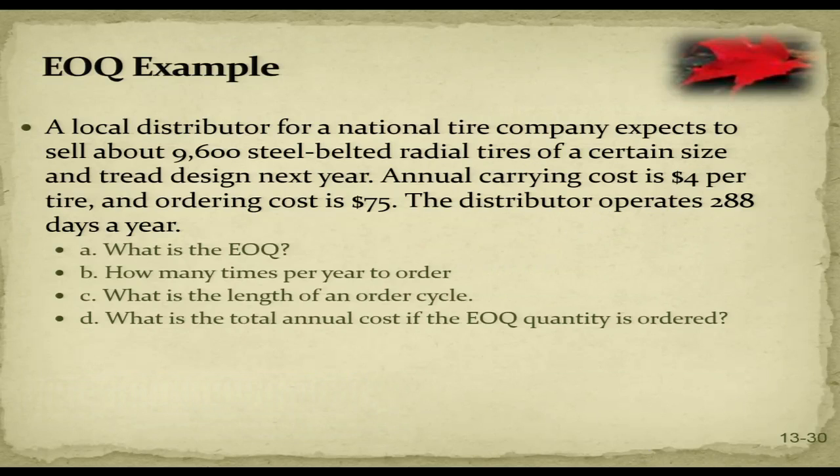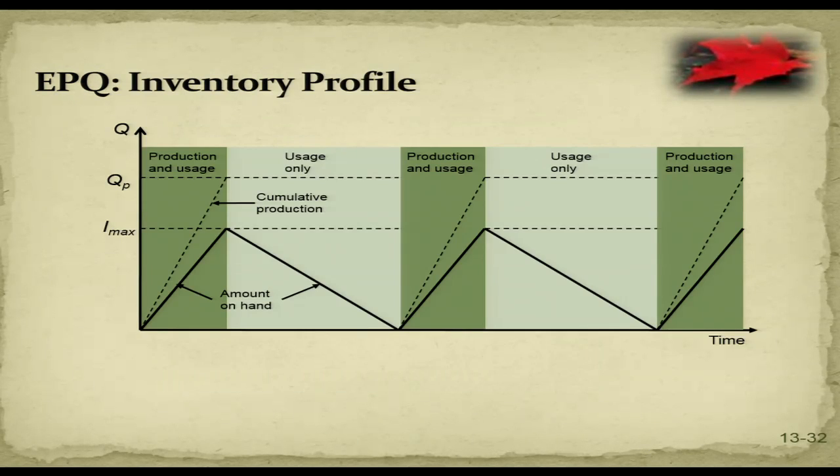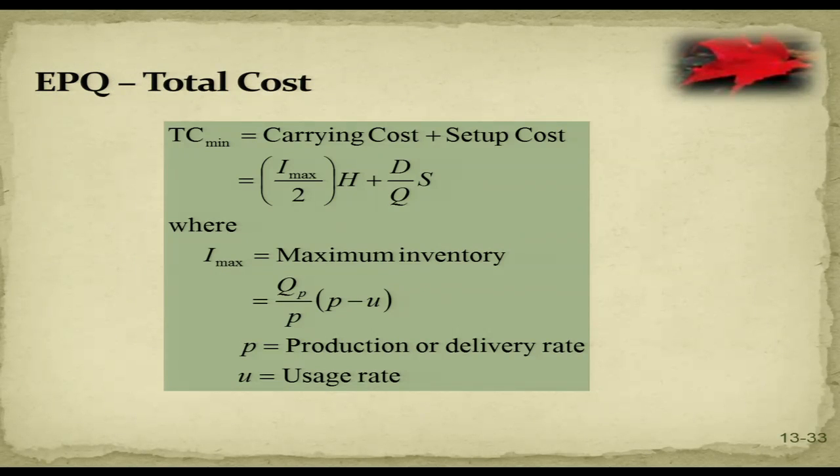But EPQ is different. We have to calculate maximum inventory level because now we also have a QP, our production quantity. But from this graph, if we use QP over 2, it's not your average inventory, because we never have the inventory level as high as QP. When we produce, at the same time we consume. Even though QP is our decision variable, how many we want to produce, this is not inventory. So we have to calculate inventory, IMAX. That's the difference between the EOQ and the EPQ.